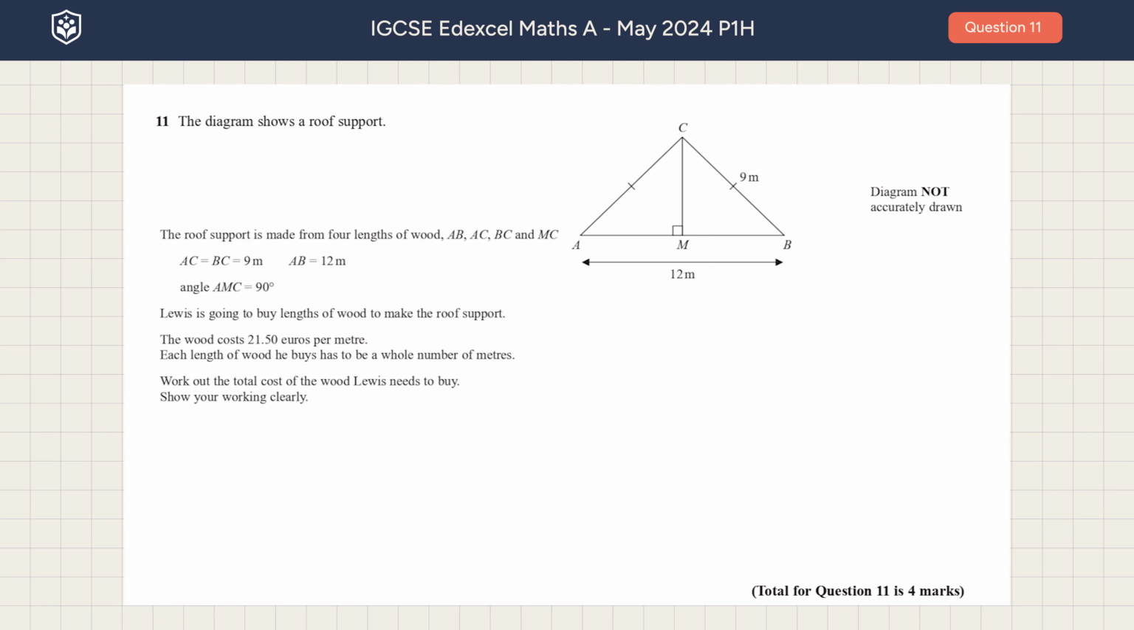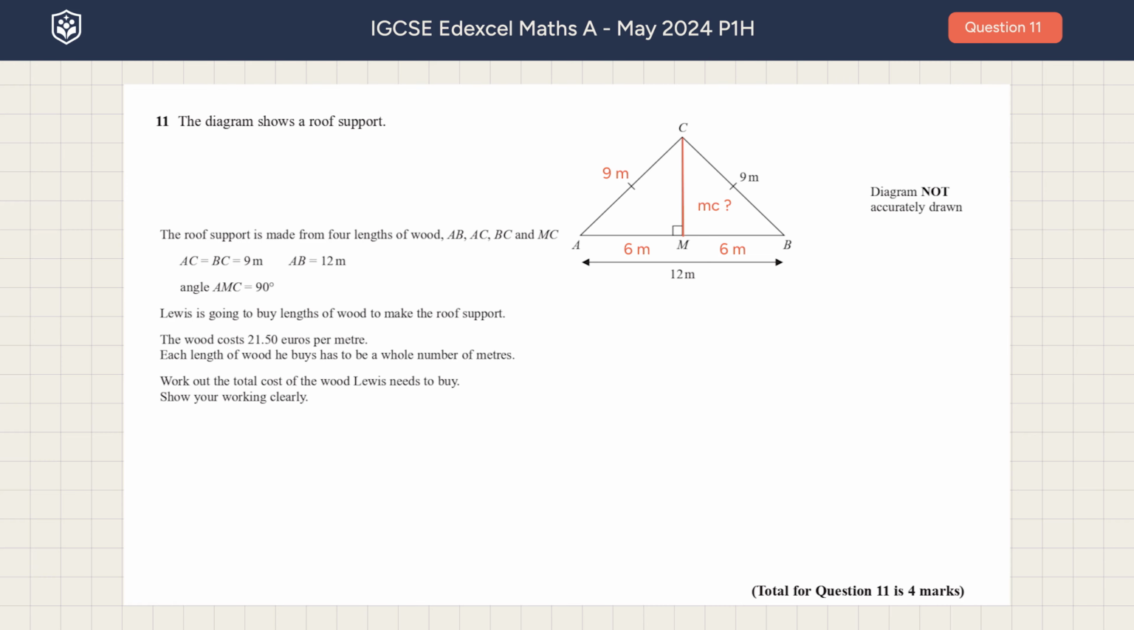On to question 11, we have a roof support made from 4 pieces of wood, AB, AC, BC, and MC. The question is asking for the total cost of wood if wood costs 21.5 euros per meter. Let's first annotate the diagram. First, we notice M is the midpoint of AB, so AM equals MB equals 6 meters, and we know AC and BC are equal, so both are 9 meters. So the only side missing is MC.